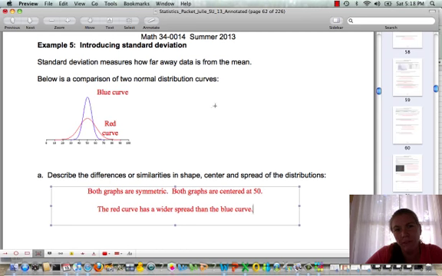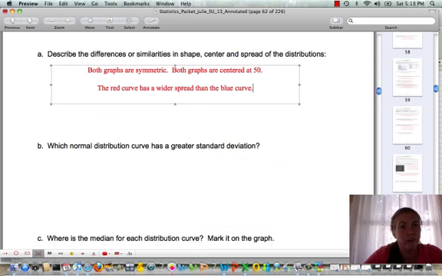So then, remember, standard deviation measures how far the data is from the mean. So which of these graphs is going to have a larger standard deviation? Well, the red curve has data further from the mean, so the red curve will have a larger standard deviation.